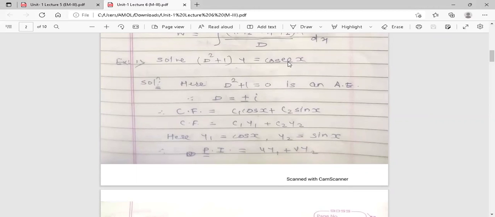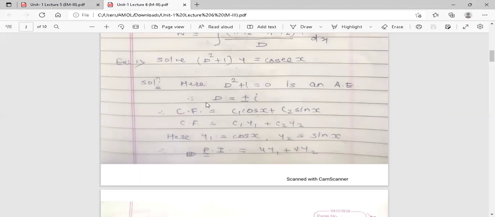So here the auxiliary equation is D square plus 1 is equal to 0. This is the auxiliary equation, and if we shift this plus 1 to the RHS, it will be D square is equal to minus 1. Square is a negative number, so the factors are here, D is equal to plus minus i. Square is a negative number, so here we introduce i, the imaginary number. If you replace minus 1 by i square, then the square root of D square is plus minus i.